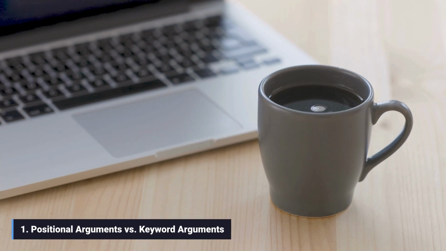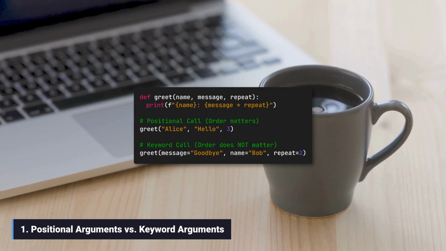1. Positional arguments versus keyword arguments. Let's define a function that takes three parameters: name, message, and repeat. In the traditional positional call, we must ensure Alice is first, hello is second, and 3 is third. With keyword arguments, we explicitly assign the value to the parameter name using the equal sign.